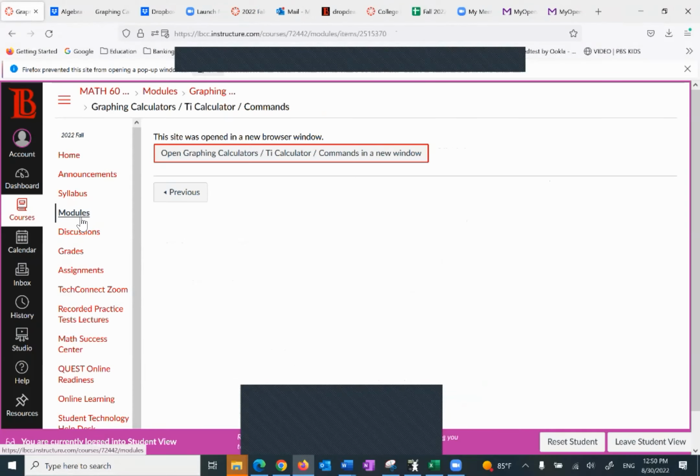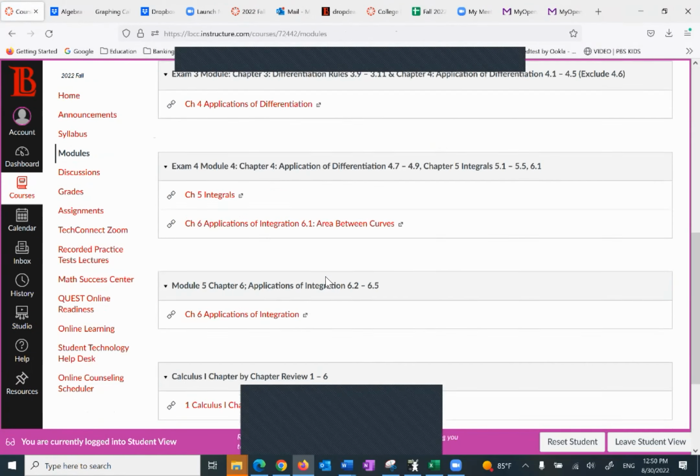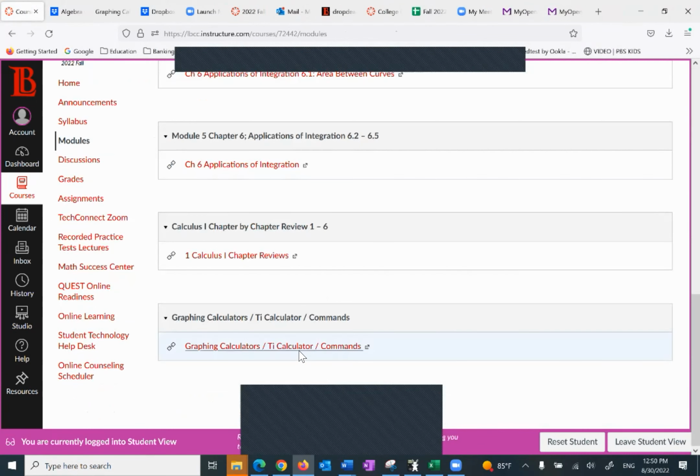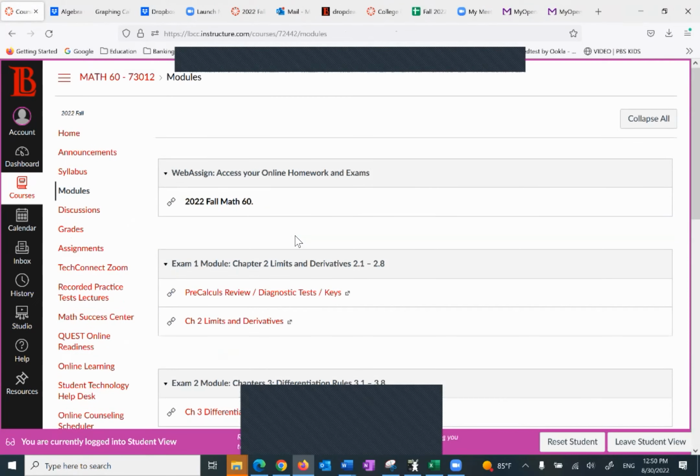Let's go back to the modules. And again, at the bottom, we have the information about TI calculator. And before that, review of each chapter. The first chapter will help you get ready for calculus in case you haven't had math for some time. Otherwise, you need to go to exam 1 module and study the PowerPoints for that.